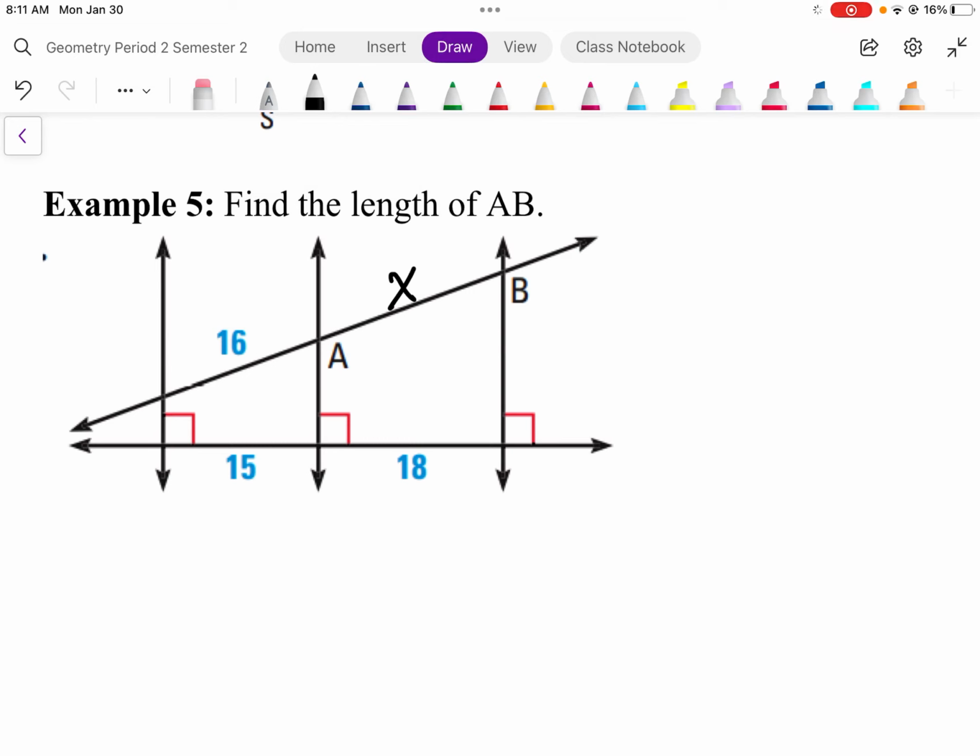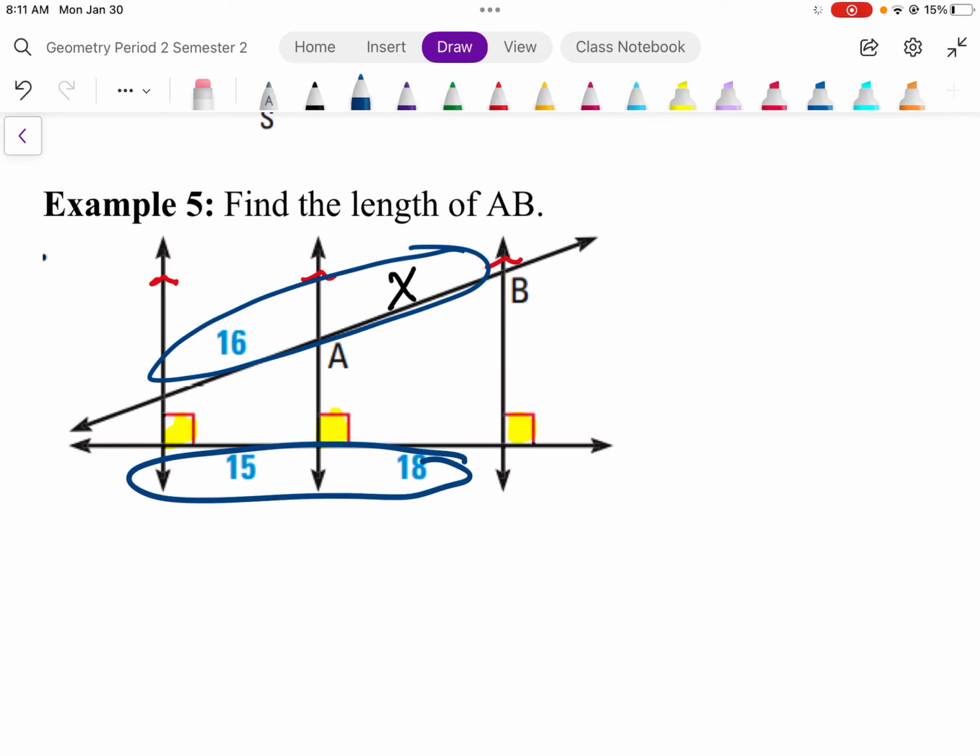We know that all of these angles at the bottom are right angles, which means they're all congruent, and because they're all corresponding angles, that means these lines are parallel with each other. So we can use that property we were just going over. So the two values that are on the same side of those parallel lines are going to be in a fraction together.